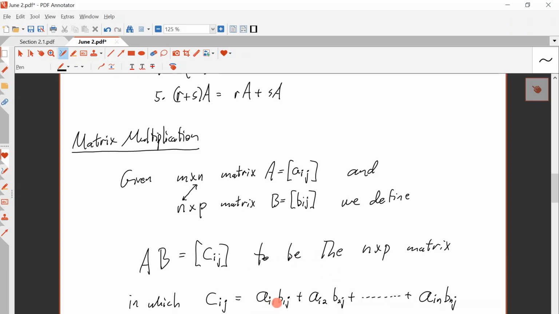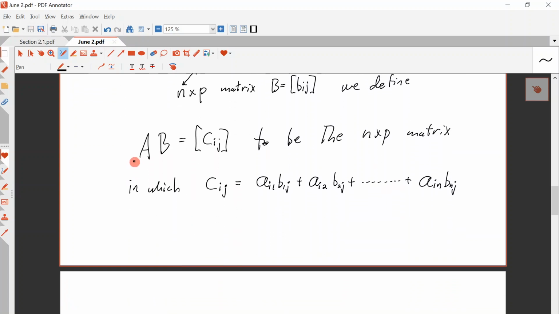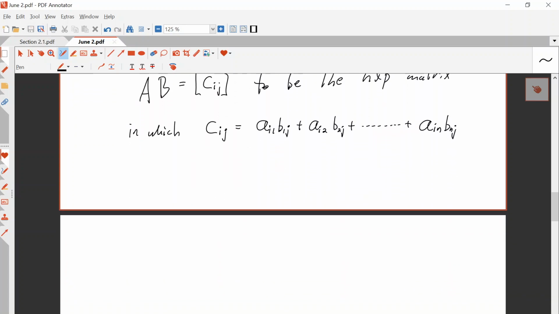Okay, you take the ith row of A and the jth column of B, which have the same length, the same number of entries, and you multiply corresponding entries and then add that up. That is what the ith row, jth column entry of the product is. So if you see it in action, it's not quite as mysterious as it may sound.